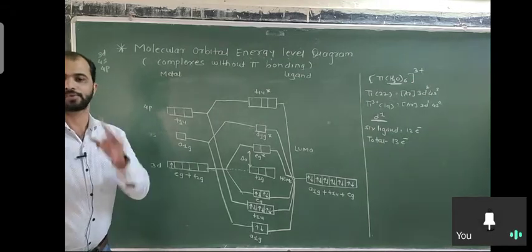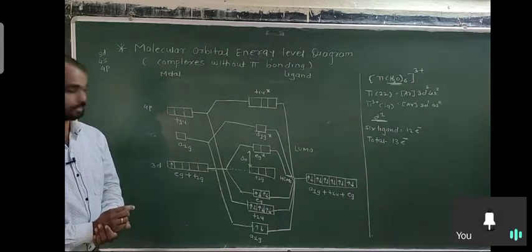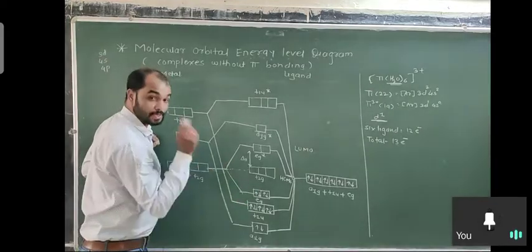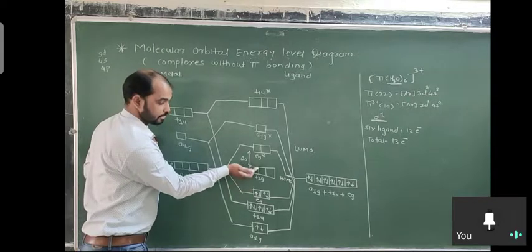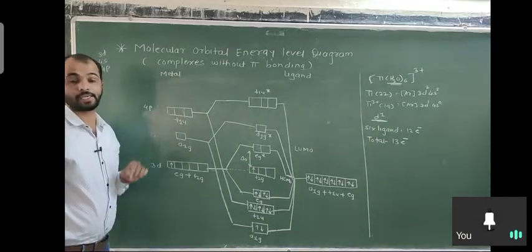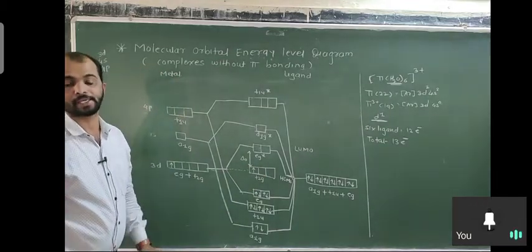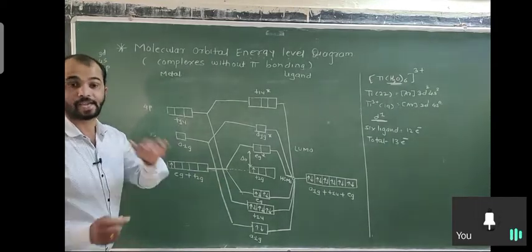After this, the 13th electron does not enter here. After it, there is the non-bonding level. So the 13th electron enters here in the T2g. This is the molecular orbital energy level diagram.